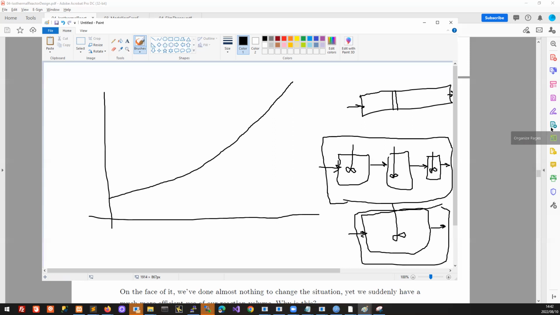I think the CSTRs in series will require less volume. So you're saying the sum of these volumes is going to be less than using one big CSTR. Any reasons for that? Can you propose any? Is there a way to see that on the Levenspiel plot?